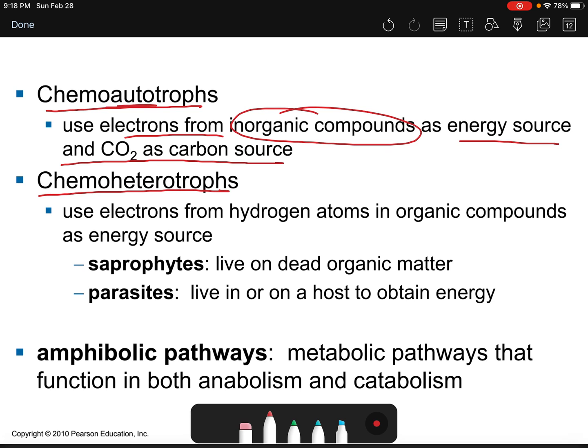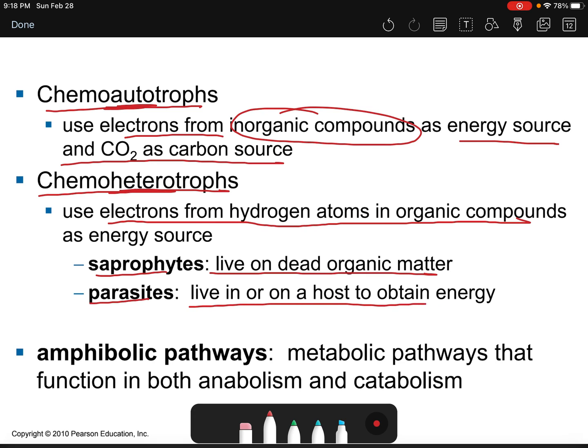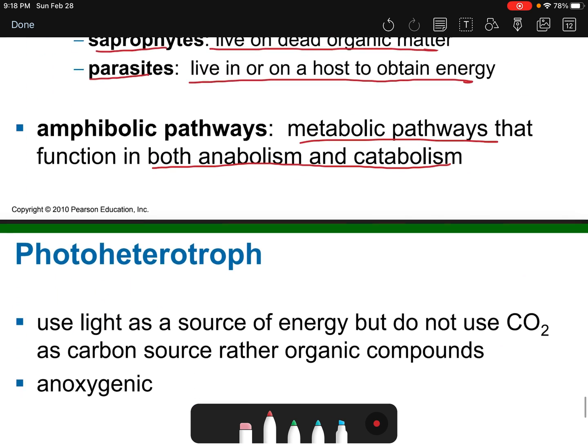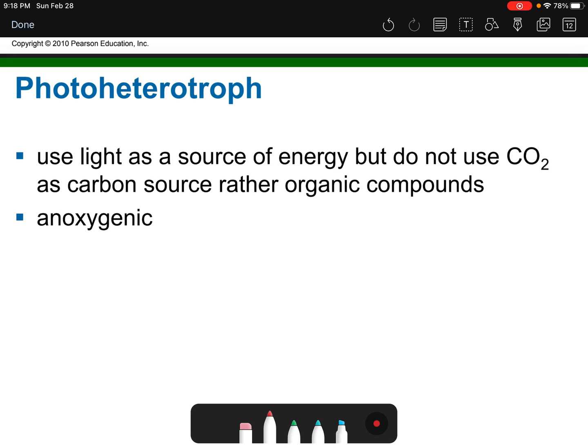Chemoheterotrophs. Auto means making your own food. Heterotrophs means you feed on others. So they're going to get their electrons from hydrogen atoms in organic compounds. Saprophytes live on dead organic material. Parasites live in or on a host to get their energy. And then an amphibolic pathway, those are metabolic pathways that function in both anabolism and catabolism.